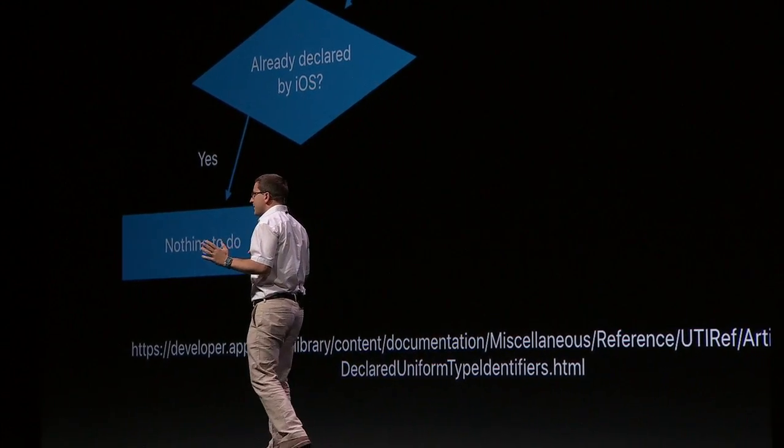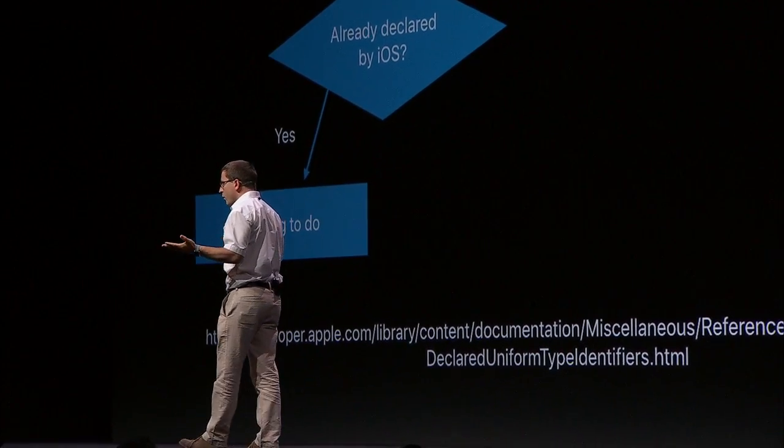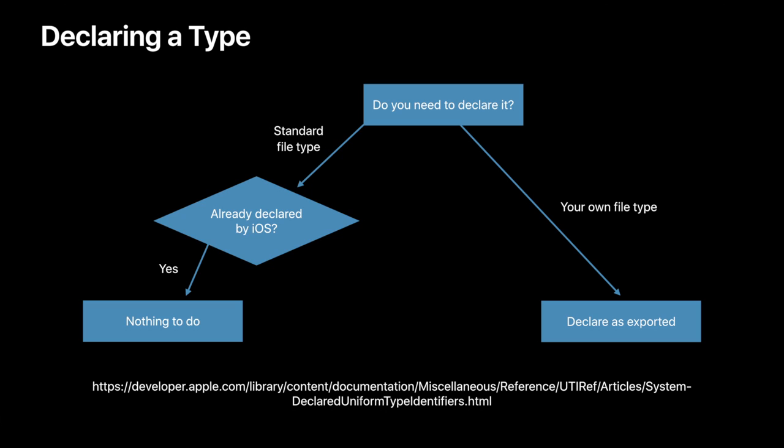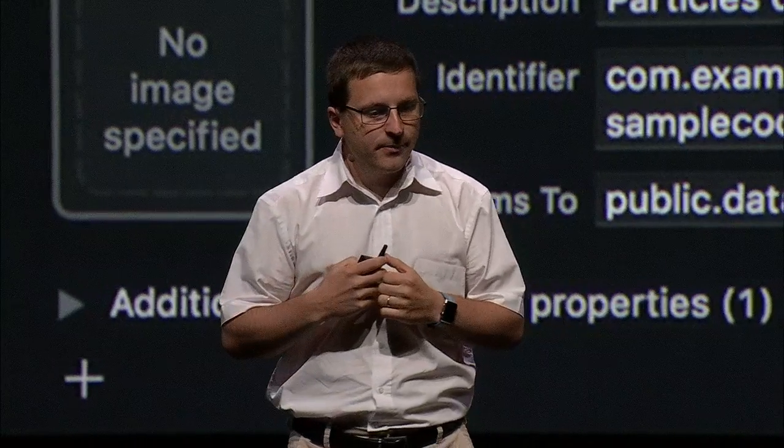The other common case is when you wrote an app which defines its own file format. You invented your own file format, and you get to define what that type is. Then you should declare the type as exported, which tells iOS you are the authority for this file type. This is the situation I am in the Particles app. My Particles file format is my own. So I can open Xcode to configure this type.